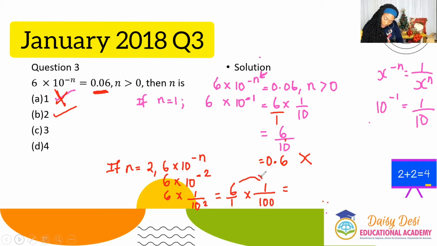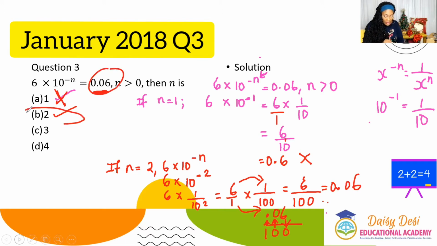Working out your fractions, you multiply the numerators, you multiply the denominators. 6 multiplied by 1 is 6. 1 multiplied by 100 is 100. Now look at this, we have 6 over 100. The 6 lines up with the 0. Now this 0 has nothing lined up with it, and this 1 has nothing lined up with it. You put the point for the 1, and you put your 0 to represent that space. This becomes 0 point 0 6, which is 0.06, what we have here. So our answer is 2. n is equal to 2.